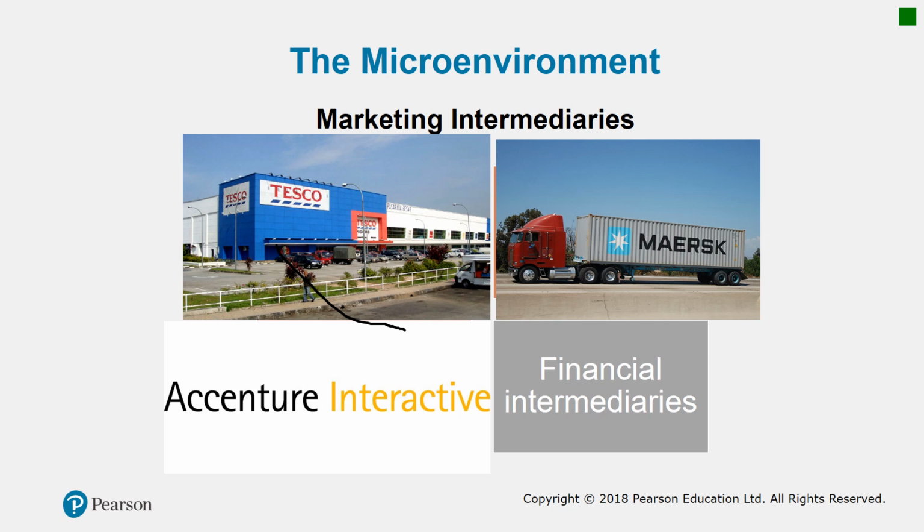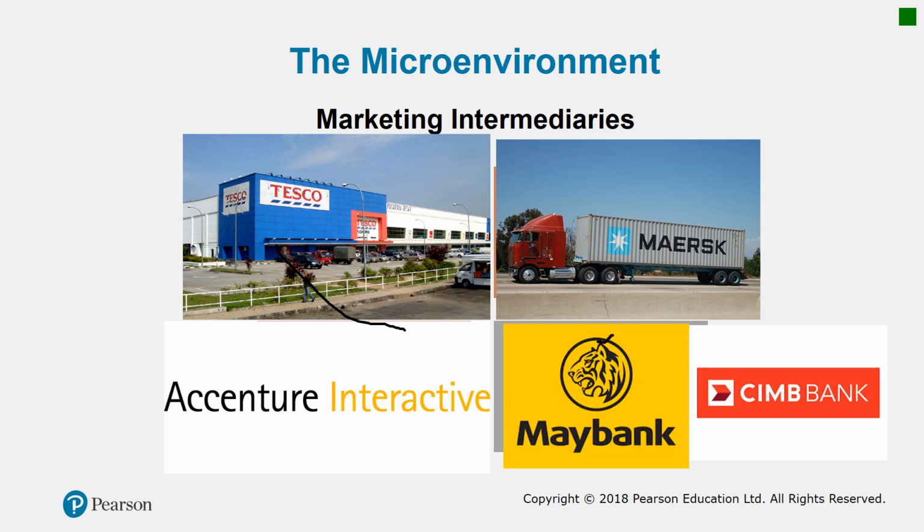Okay, and the last marketing intermediaries example category is financial intermediaries. So financial intermediaries can be those banks that help the company finance the company to produce the products.